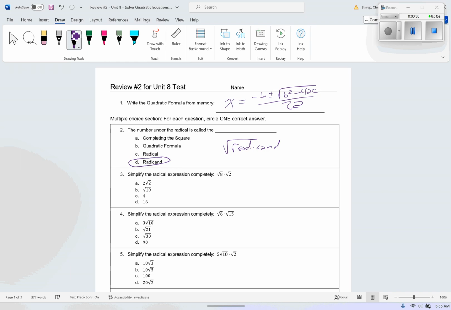Simplify this radical expression. So I'm going to multiply both numbers inside. That's going to give me root 16. What's root 16? What's the square root of 16? Yeah, it's 4. Then we're going to continue with these. I'm going to grab a calculator.